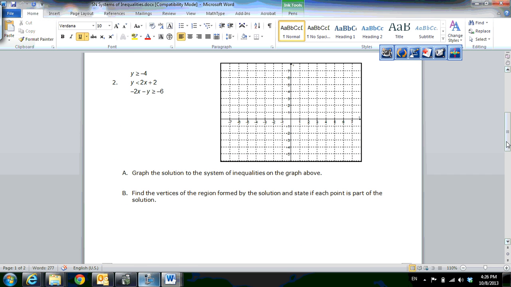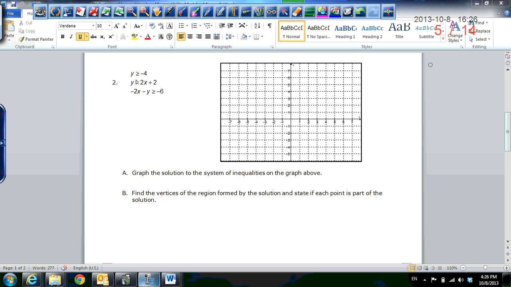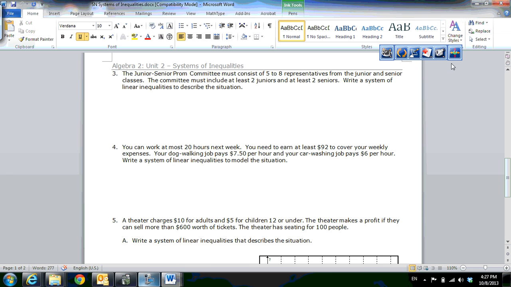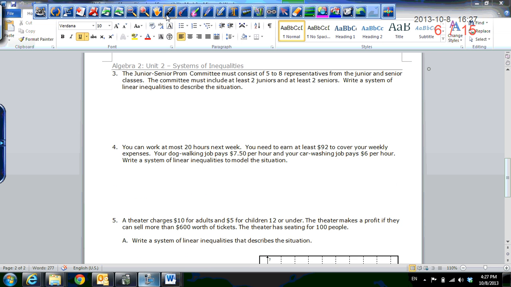Number 2 works the exact same way. The only difference is that this line is dashed. So once you graph it, you're going to get the triangle, and then for B, the only one that's going to be a solution is the one that doesn't have any dashed line. So I'll let you do that at home. The last couple are word problems, so I want to be sure we go over those. I'll let you read that there.